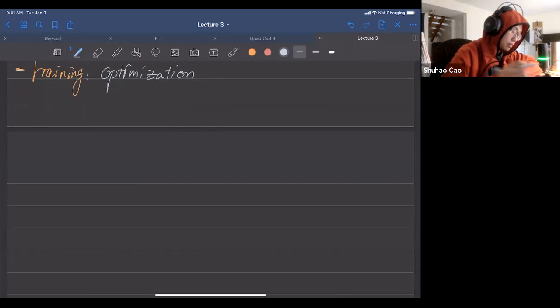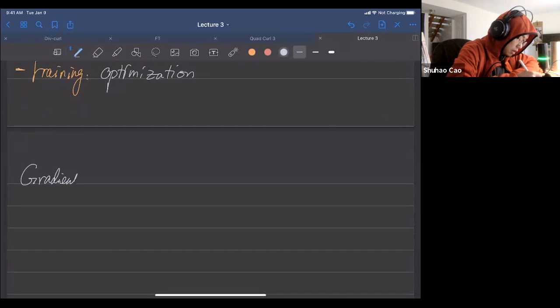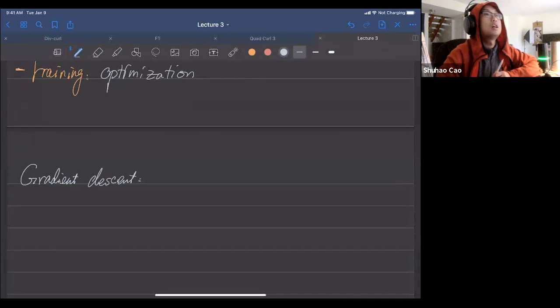This is the main topic of this semester's class. And the simplest one is gradient descent. Okay, so here I'll do a background poll. If you have seen this before, it's anonymous. Which is gradient descent.